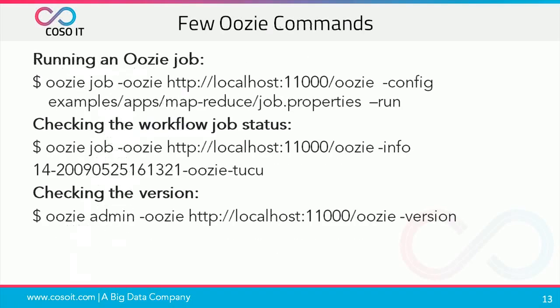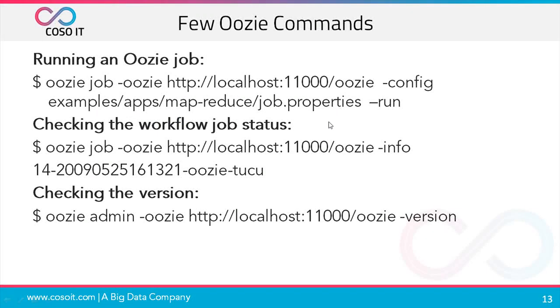After creating these files, you need to run the OOZIE job. For running the OOZIE job, you need to specify this command on the command line. And you need to give the configuration path of the job.properties file, which is present in the local file system. And the dash run parameter will make the OOZIE job run.